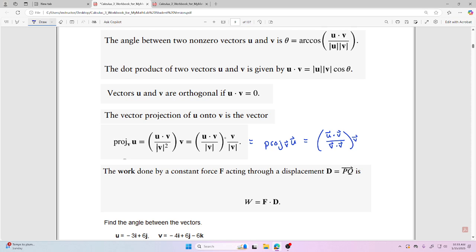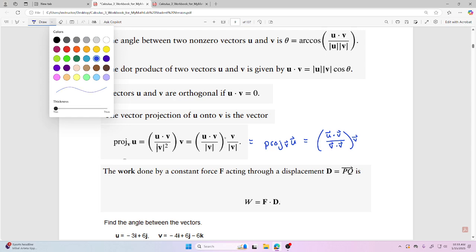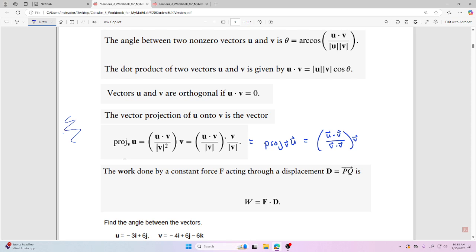Oh, y'all are writing it down. That's cool. I need to get like thinner thickness stuff. There we go.